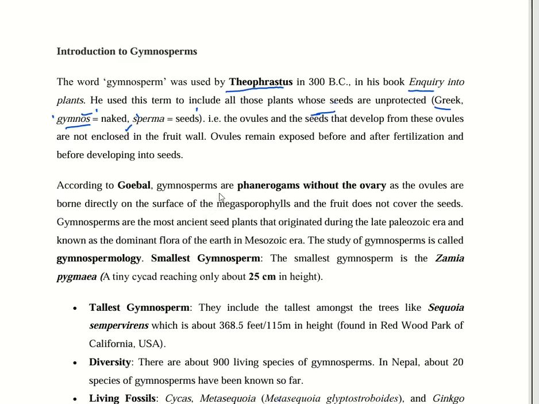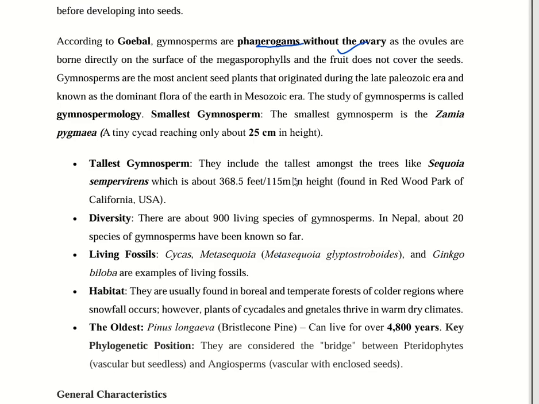According to Goebel, the gymnosperms are the phanerogams without the ovary, as the ovules are directly borne on the surface of the megasporophyll and the fruit does not cover the seeds. It is the same thing. So gymnosperms are the most ancient seed plants that originated during the late Paleozoic era, and they are known as the dominant flora of the earth in the Mesozoic era.